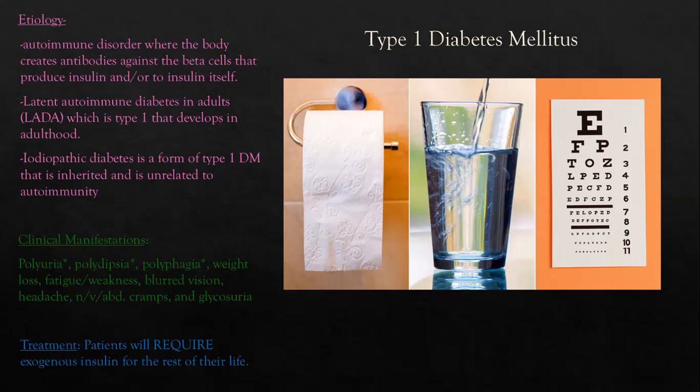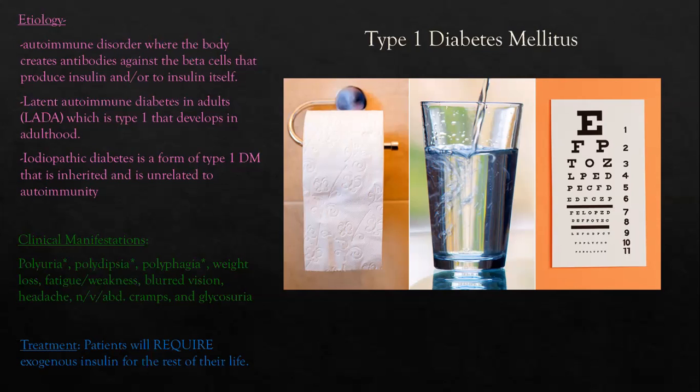Then polyphagia: your cells are still very hungry and they don't know why they're not getting enough energy. You don't have insulin, which means glucose is not going into the cell, which means your cells are completely depleted of energy. So it keeps telling you, hey, I need to eat. You need energy. It just doesn't understand that you don't have insulin to utilize the glucose you're eating.